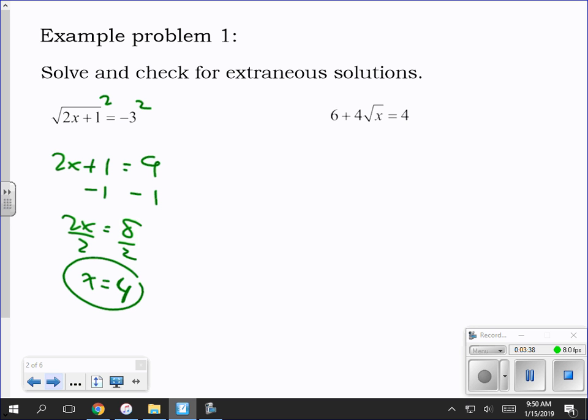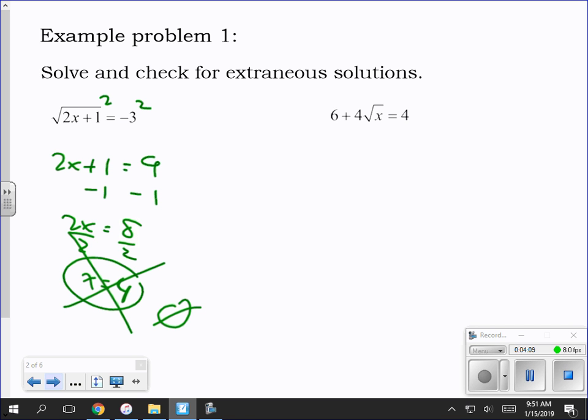There's my answer. Now I have to check it in the original problem, and you can, as far as I'm concerned, just do it like I'm doing here. Do it mentally. Take 4, plug it in. 4 times 2 is 8. 8 plus 1 is 9. Square root of 9 is 3, not negative 3. It's 3. We have no solution on this one because our answer does not work in the original problem.